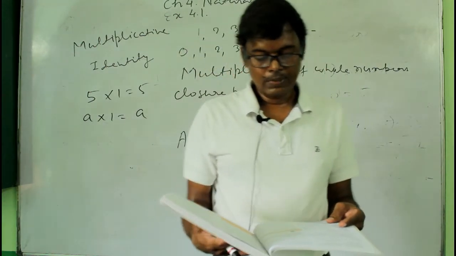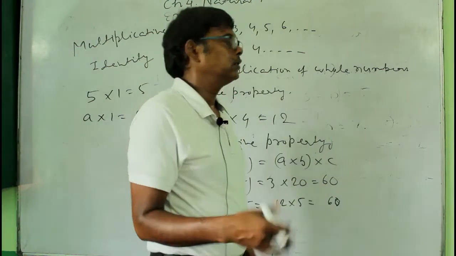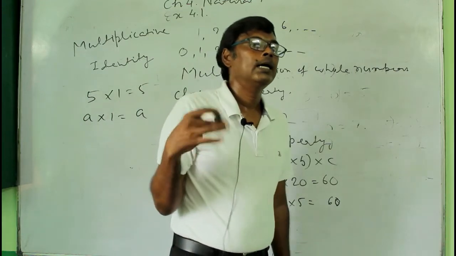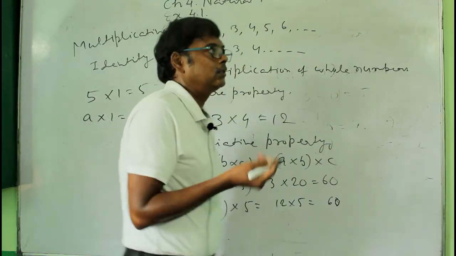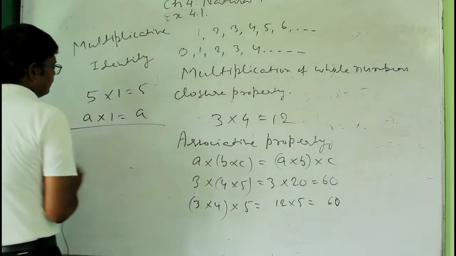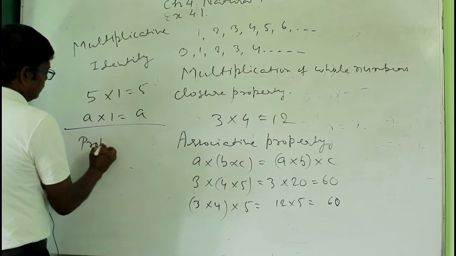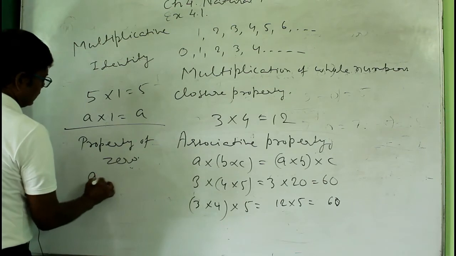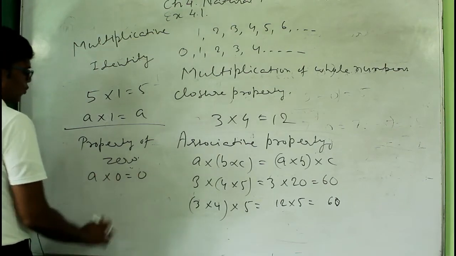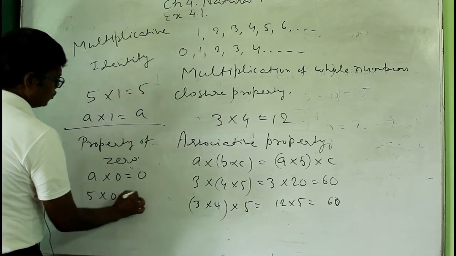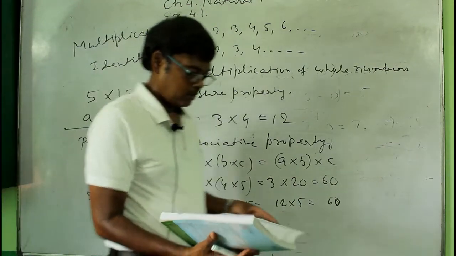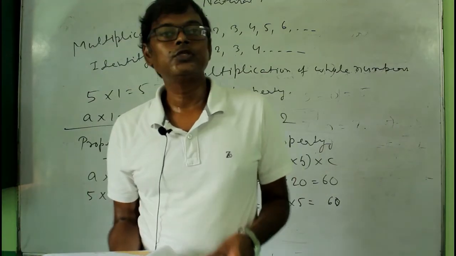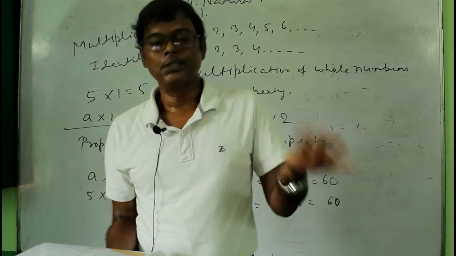Next is the multiplicative property of 0. It means that if you multiply 0 to any whole number, the answer will always be 0. This is the property of 0 for multiplication. Like a into 0 equal to 0, and here a is a whole number. Similarly, 5 into 0 equal to 0. So here you can say the multiplicative property of 0. So 0 is the number which, when multiplied to any whole number, gives you the answer 0.